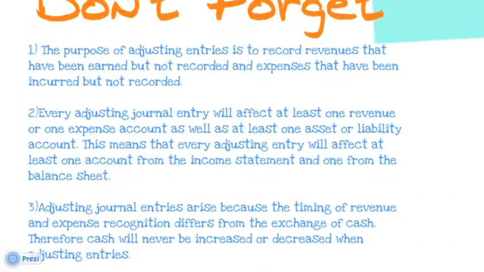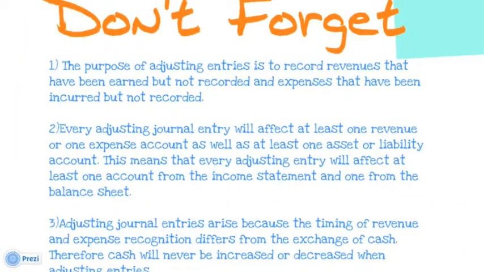Finally, there are a number of important points which you must remember when dealing with adjusting entries. The purpose of an adjusting entry is to record revenues that have been earned but not recorded, and expenses that have been incurred but not recorded. Every adjusting journal entry will affect at least one revenue or one expense account, as well as at least one asset or liability account. This means that every adjusting entry will affect at least one account from the income statement and one from the balance sheet.